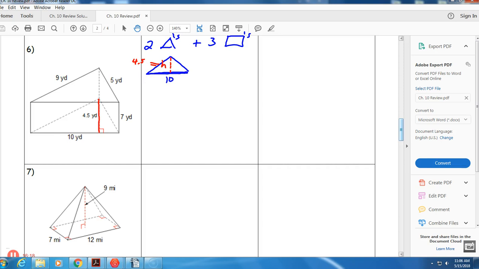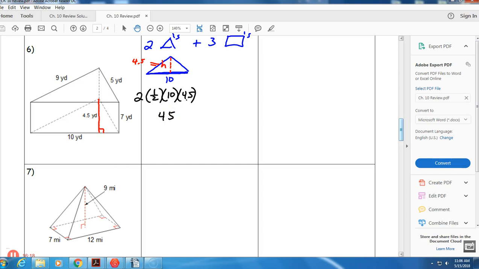It's 10. Now the base is not always at the bottom. You have to look and see where the height hits it at 90. That cues you in and tells you which one to use for a base, where that 90 degree is. That's where the action's happening. So I have 2 of those. So I have 2 triangles, which are 1/2 base times height. And when I do that part, that shakes out to be 45.